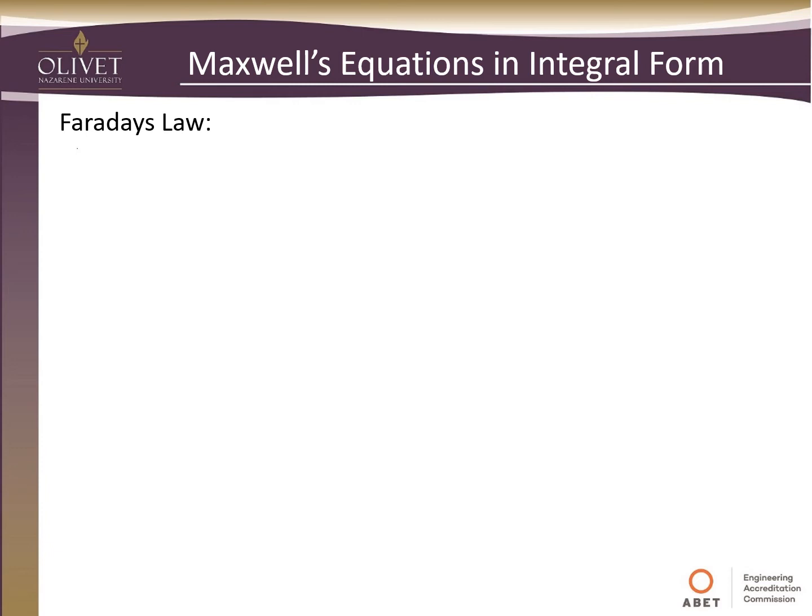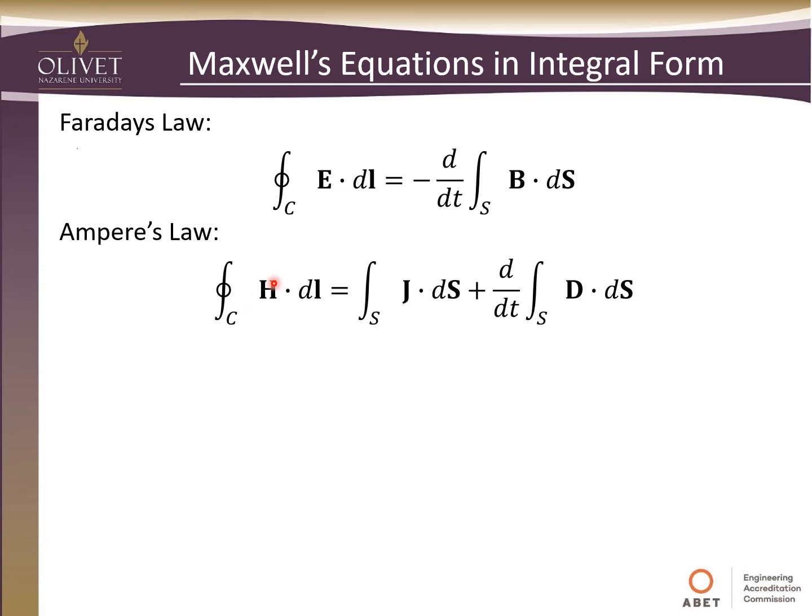So let's review Maxwell's equations. First, we have Faraday's law. Remember, Faraday's law told us that if we integrate the E field along a closed path or contour, this should equal the time derivative of the magnetic flux density across a surface bounded by this contour. Similarly, Ampere's law tells us that if we integrate the magnetic field intensity along a closed contour, this should equal the total current going through the surface bounded by the contour plus the total displacement current on the same surface, the time derivative of that.